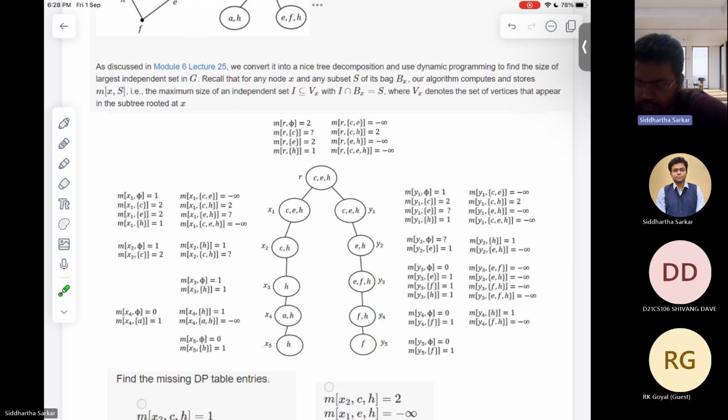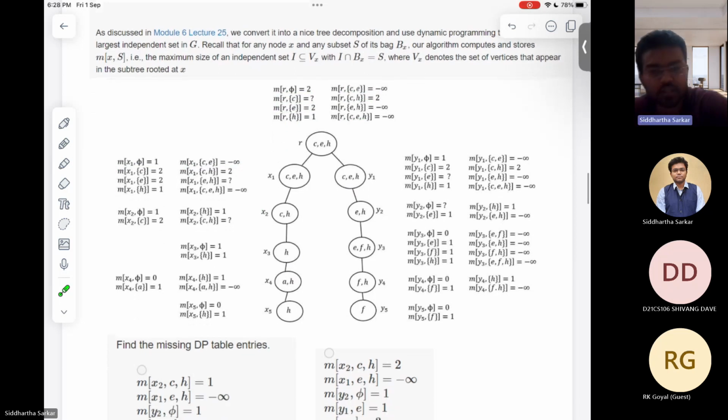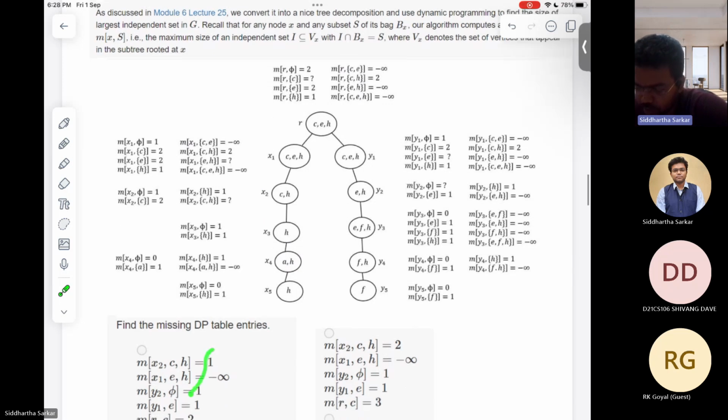So the next step is to understand what these entries in the two-dimensional array or table M mean. Once we understand the definition of these entries, then we will be able to argue what these missing trivial entries should be.